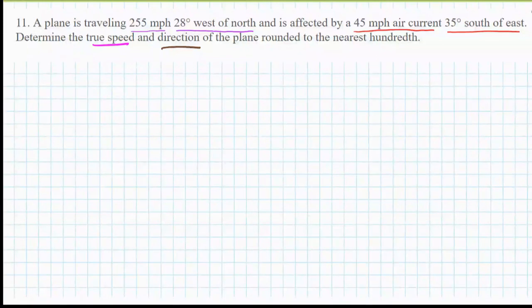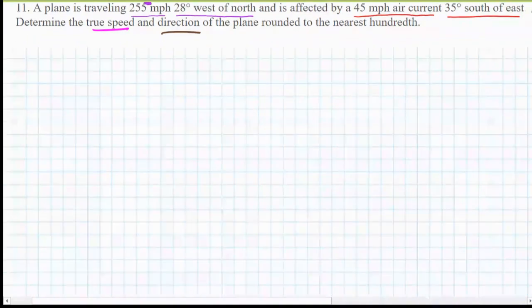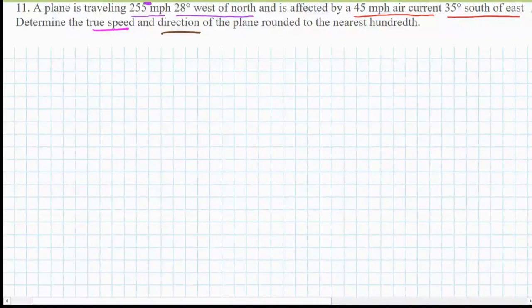So I'm going to start by drawing my plane vector here. I'm going to try and do it as best to scale as possible, but I'm obviously going to fail at that. So first of all, I know that's 255 and my air current's going to be 45. So the air current's going to be much smaller. I'm going to go 28 degrees west of north. So let's start down here.